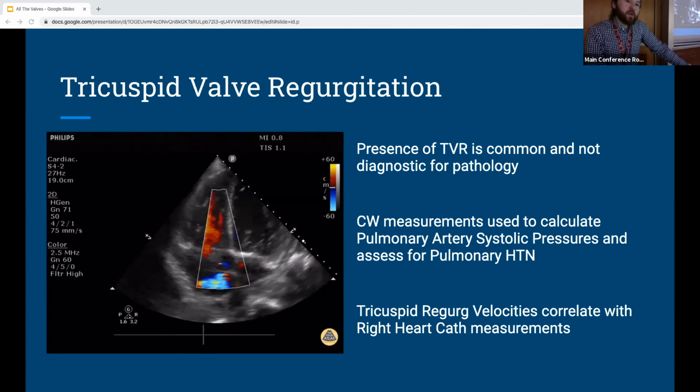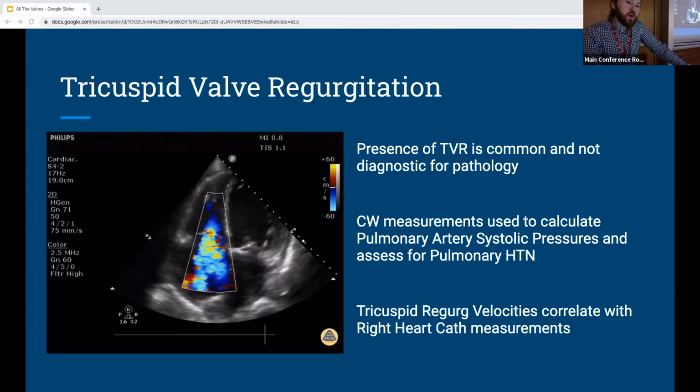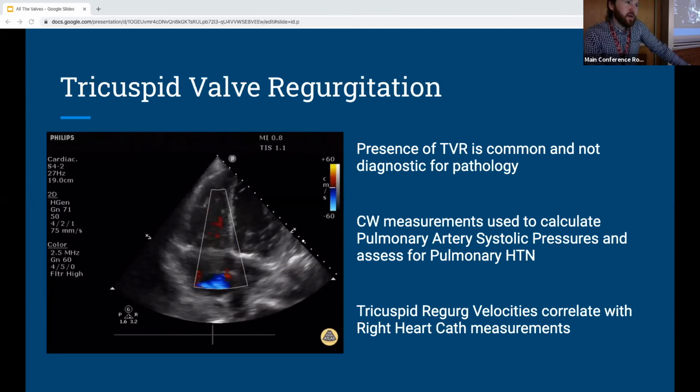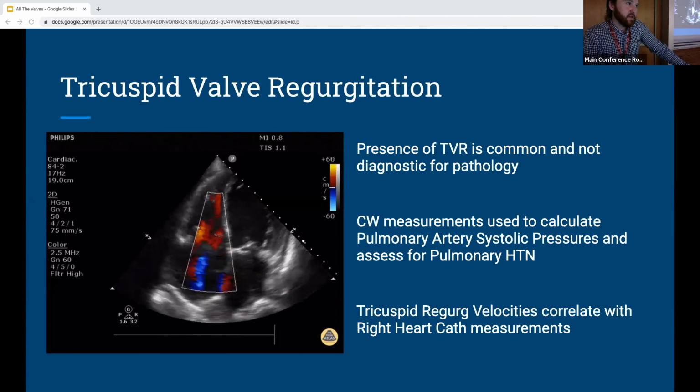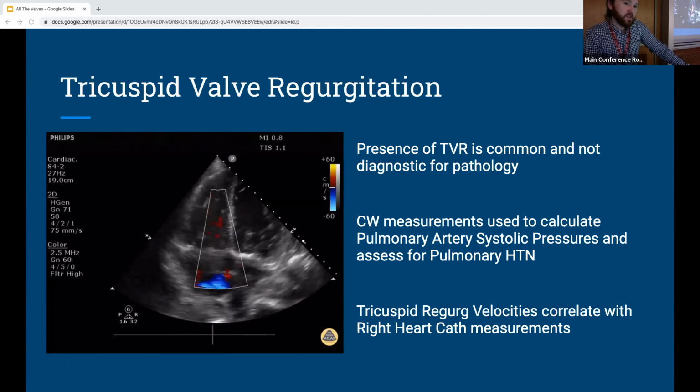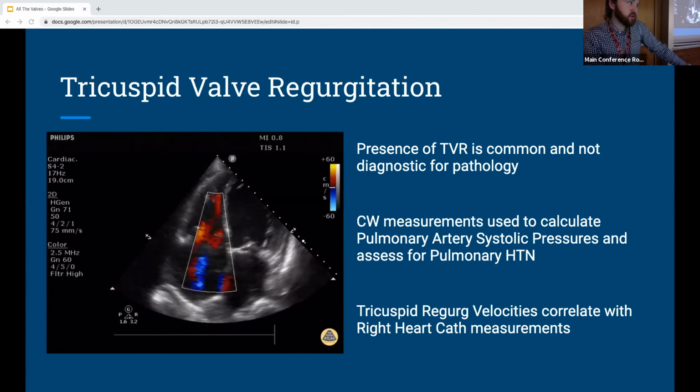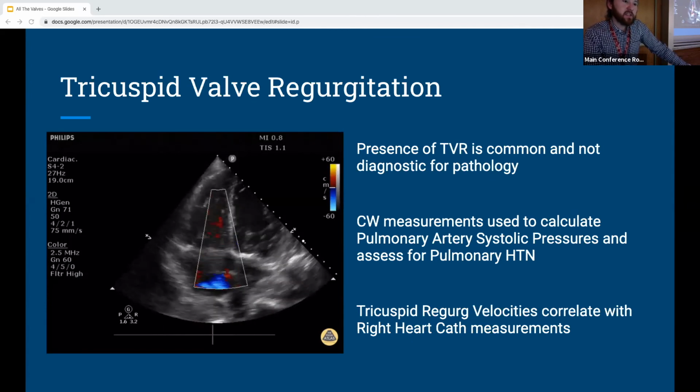Basically, tricuspid valve regurgitation, you just want to know that it's pretty common. If you identify this, it's not pathology, not by definition. If it's dramatic, it can be pathological, it can lead to symptoms, but it's exceedingly common.